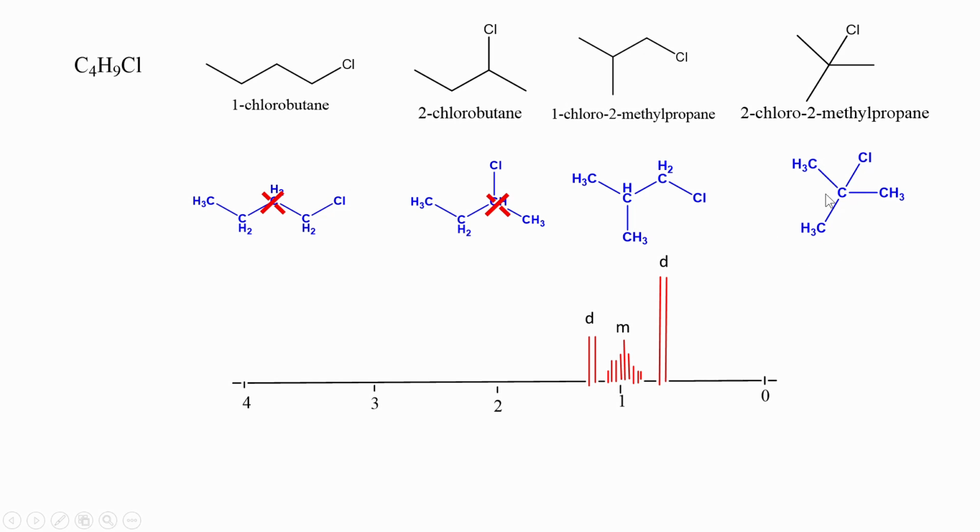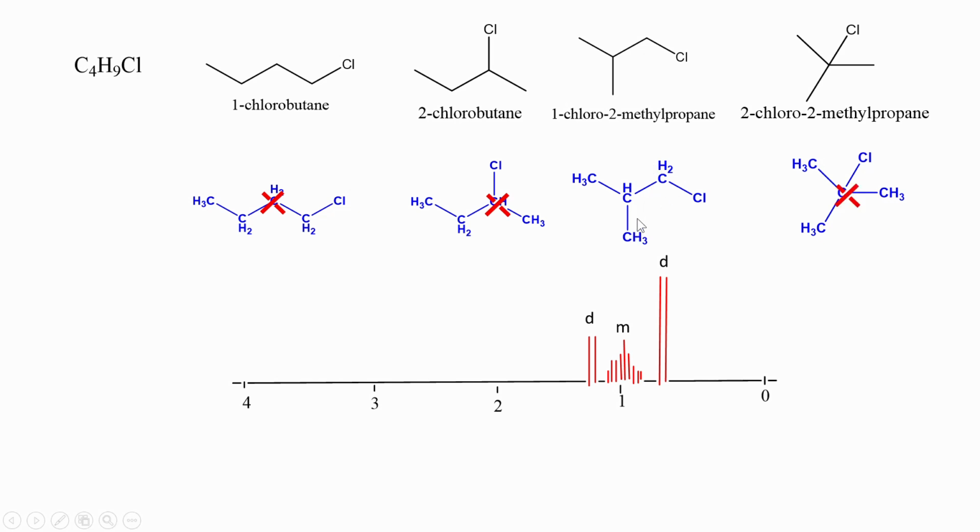And if we see the last molecule, that is 2-chloro-2-methylpropane, all these methyl groups are connected to a single carbon atom, and all these 3 groups are identical. There is no adjacent hydrogen or proton on this carbon atom. There is no proton in this carbon atom. Thereby, these methyl groups give a singlet, but there is no singlet in this spectrum, and hence it is not the structure of this molecule.